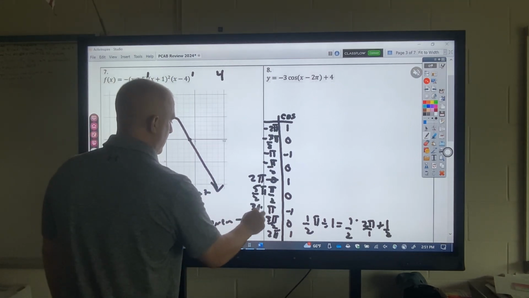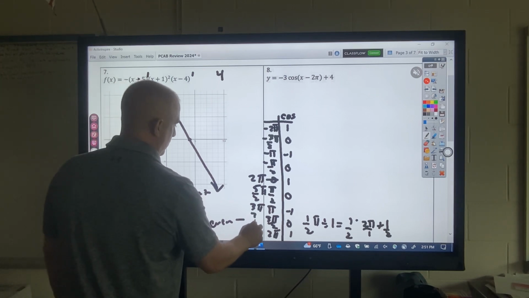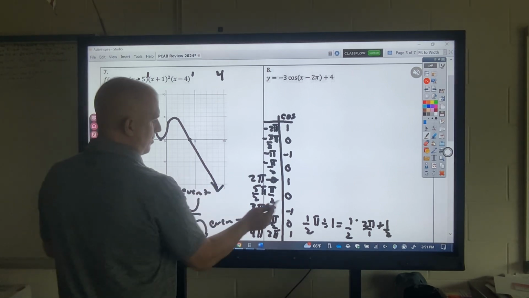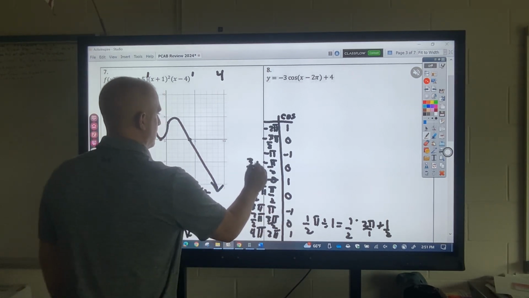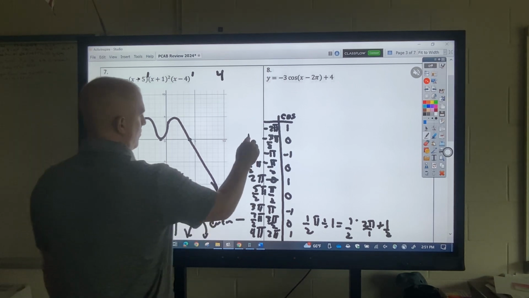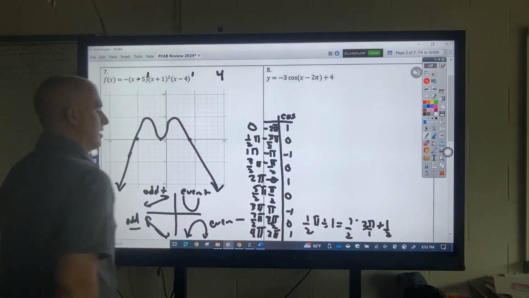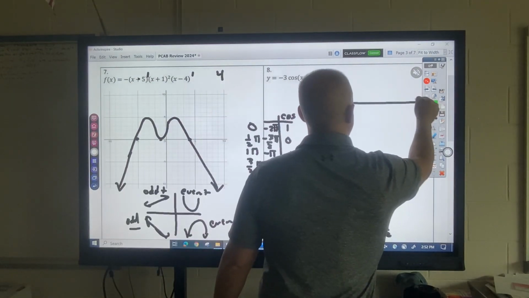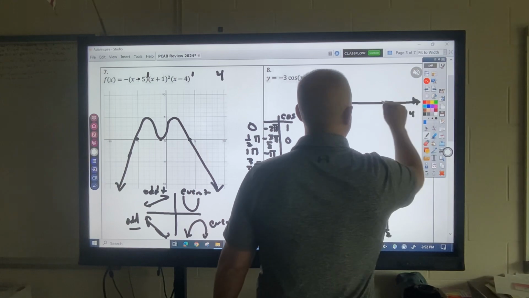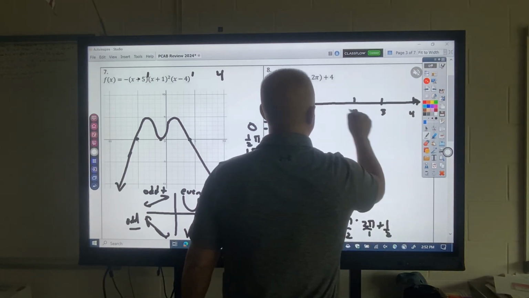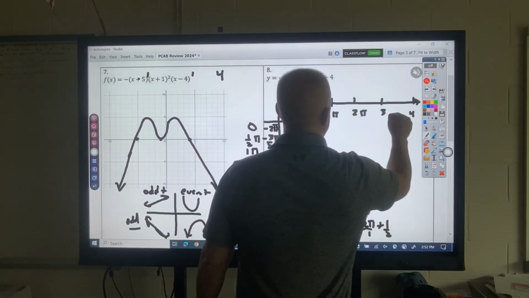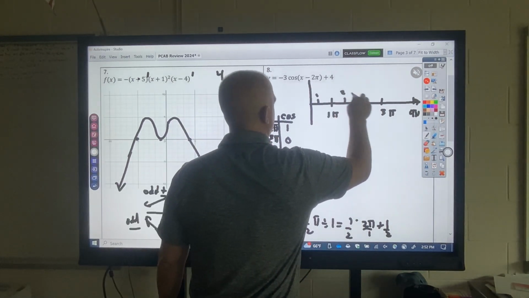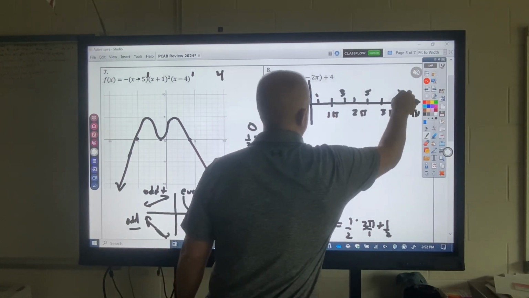6 over 2 or 3 pi, 7 over 2, 8 over 2 or 4 pi. Subtract pi over 2, so that'd be 3 over 2, 2 over 2 or 1 pi, 1/2, 0. Okay, so I'm going from 0 to 4 pi. I'll put 4 all the way out here, 3, 2, 1. Okay, all I have is halves. So 1/2, 3 halves, sorry, 5 halves, 7 halves.